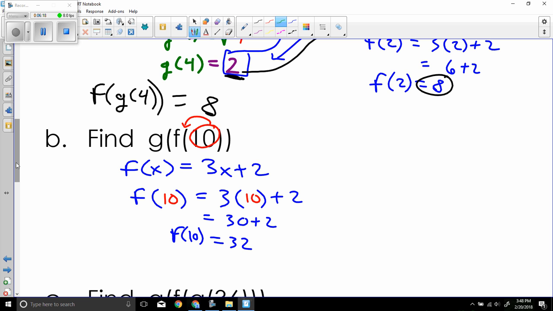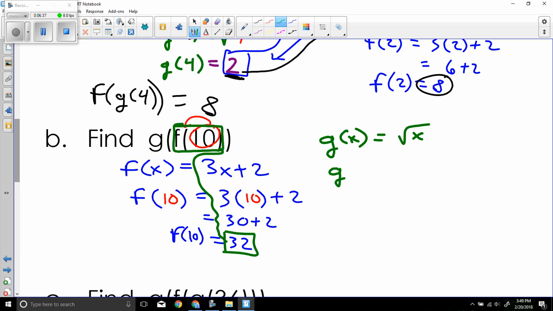So think back again. Right here, that's this whole value. This whole value is that 32. So I need to take g of x, which we found to be the square root of x. And now all of a sudden, it's not just g of x anymore, it's g of, well, it's my 32.